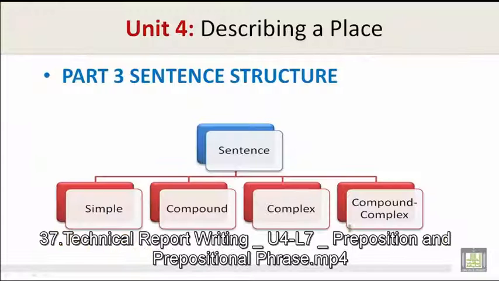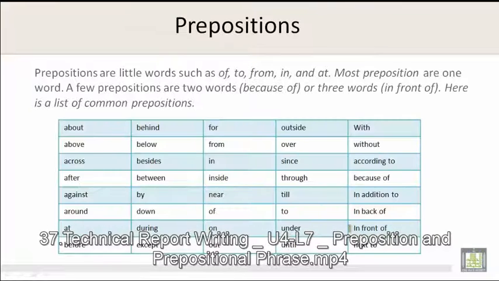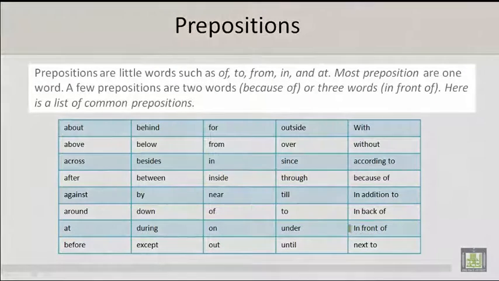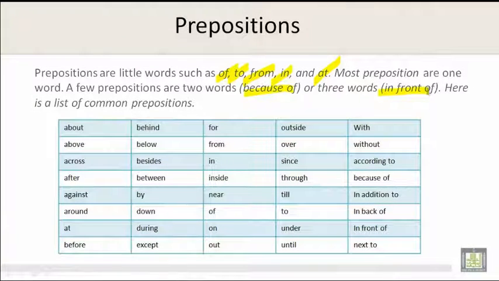Part 3, sentence structure. Prepositions. Prepositions are little words such as of, to, from, in, and at. Most prepositions are one word. A few prepositions are two words, because of, or three words, in front of. Here is a list of common prepositions. I'll start from the left.